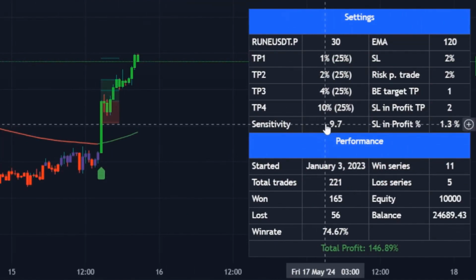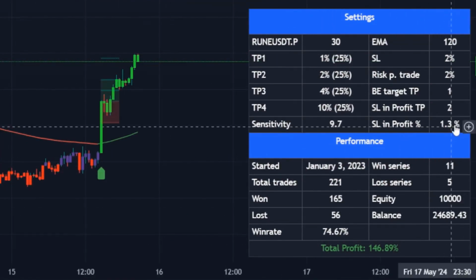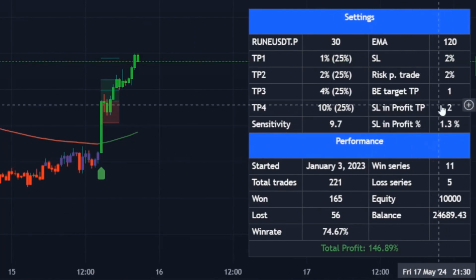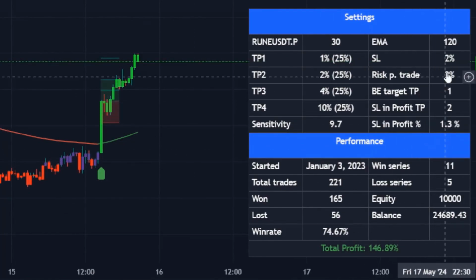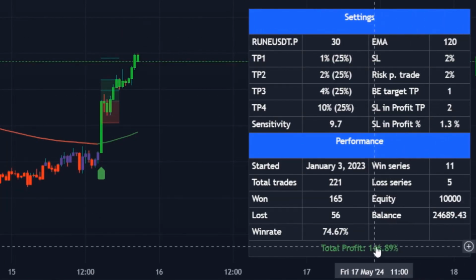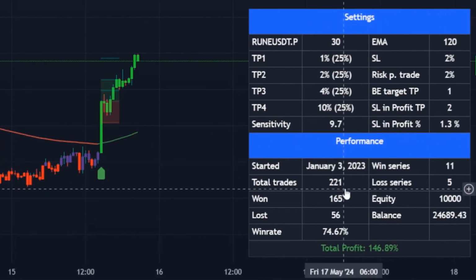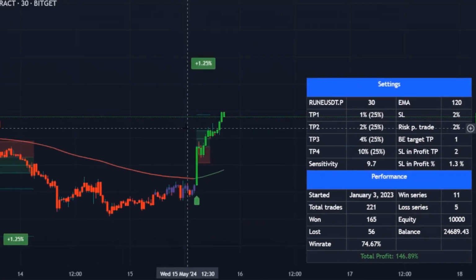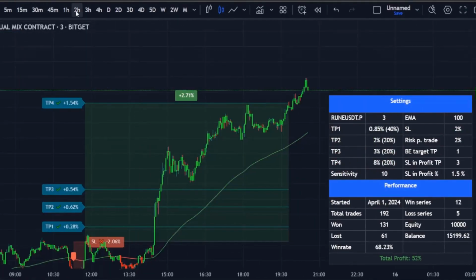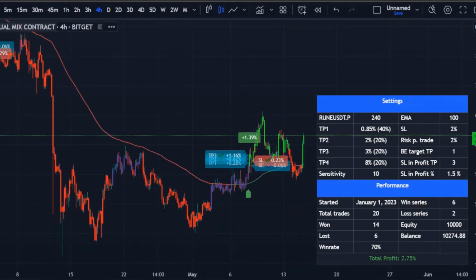Here you can see the settings. Trading sensitivity 9.7. I also have a 1.3% stop loss in the profits. And this happens with take profit 2, but only that you see in the 120 that they simply achieved 146% on the portfolio with an X leverage within about a year and 5 months. That's really, really crazy.